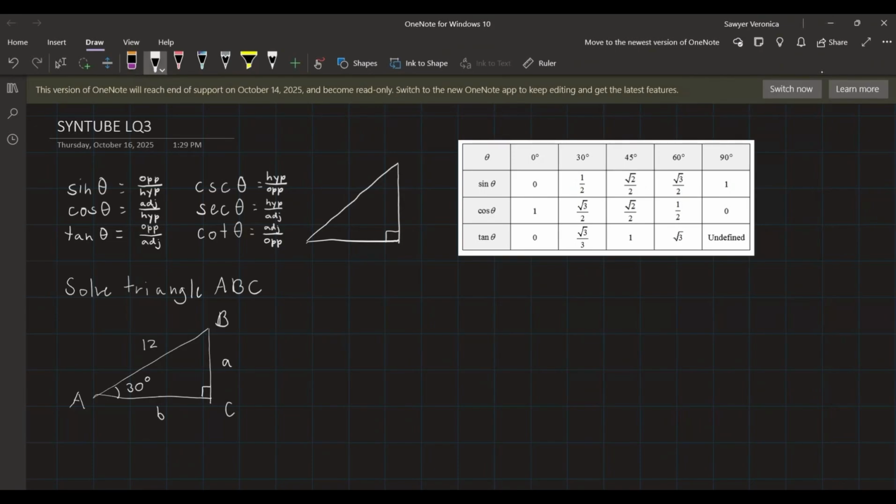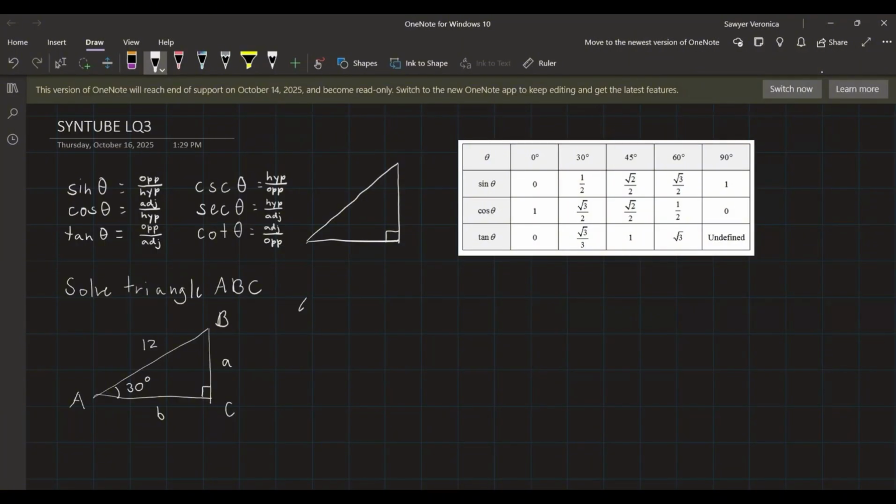This LQ will focus on trigonometric functions and applications of trigonometry, more specifically on angles of elevation and depression. Let's start with a review of the six trigonometric functions, which are sine, cosine, tangent, cosecant, secant, and cotangent. And these ratios help us to find the values of any given angle or side of a right triangle. We can use these functions to solve the triangle ABC.